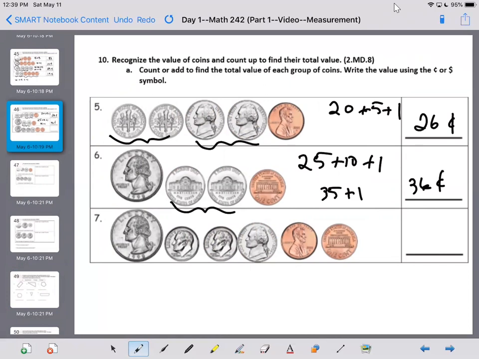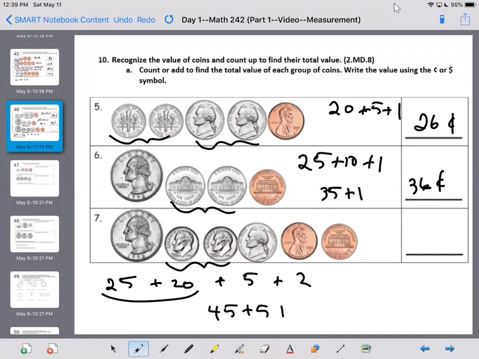And then here you've got 25, and then this is 10 and 10, so that's 20, 5 and 2. So knowing that this is 45 and 5, I wouldn't encourage the students to make that 7. I would just continue to go with, so 45 and 5 is 50, and now we've got 52 cents.